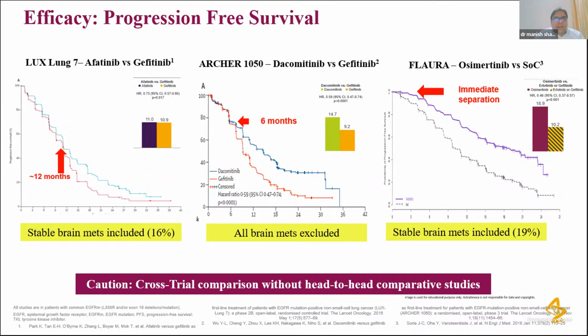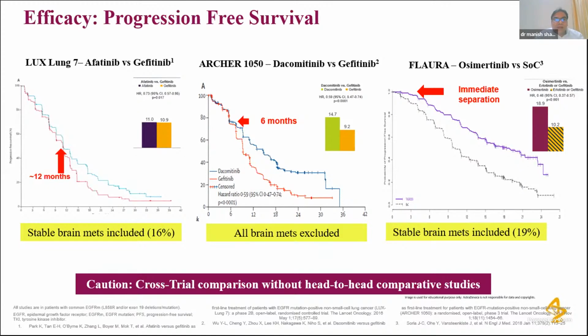And this is the depiction of the same, the progression-free survival curves. The important thing to remember here is that in the FLAURA trial, the curves separated immediately after starting the treatment, while they started to separate at around 12 months in the LUX-Lung trial in the afatinib arm, and at around 6 months for the patients on dacomitinib in ARCHER 1050.